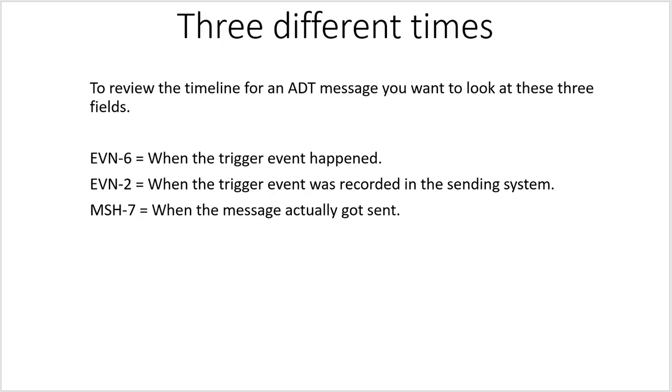So in an EVN message, you're going to have 3 different times. And to review the timeline for an ADT message, you want to look at these 3 fields. EVN6, when the trigger event happened. EVN2, when the trigger event was recorded in the sending system. MSH7, when the message actually got sent. 3 different times for 3 important actions that happened in a sequence.